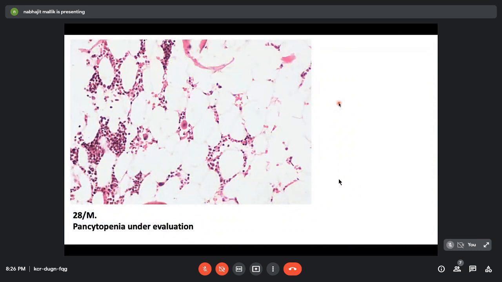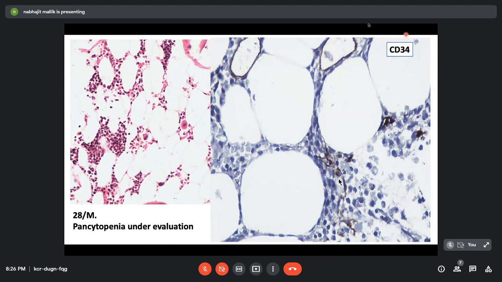This is a case of a 28-year-old male who has pancytopenia, and the bone marrow was done for this pancytopenia. If you look at this area, we'll think that there's probably some hypocellularity going on, and there's probably an aplastic anemia. But if we do an IHC for CD34, we can see that there are a lot of these CD34 positive cells, which, as we mentioned, are basically the immature myeloid cells.